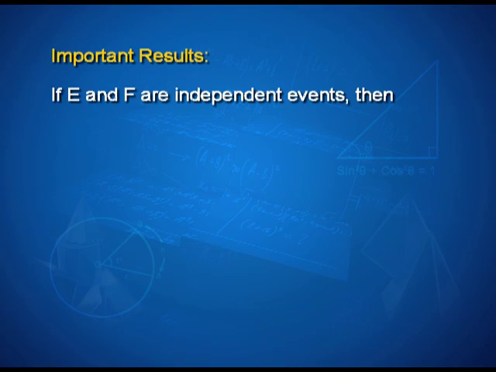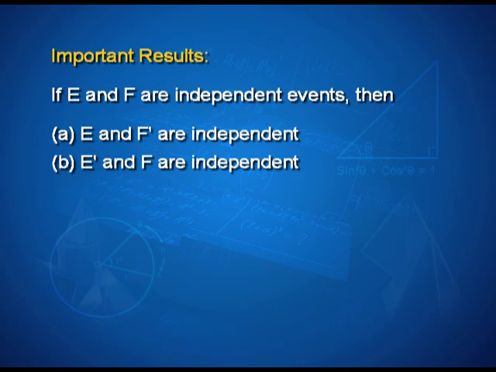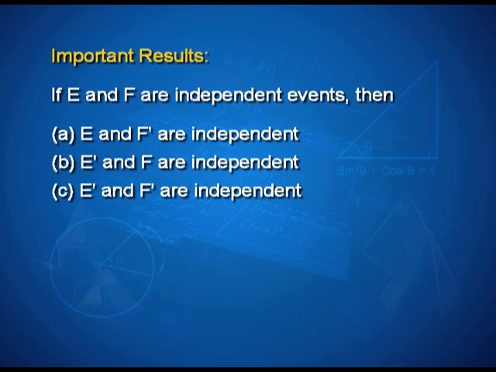Along with what we have discussed so far, we also have few small results which are quite important and useful as we take more applications. The result says that if E and F are independent events, then E and not F are also independent. Not E and F are independent, not E and not F are also independent events. Let us see how we are going to use this in our next problem.